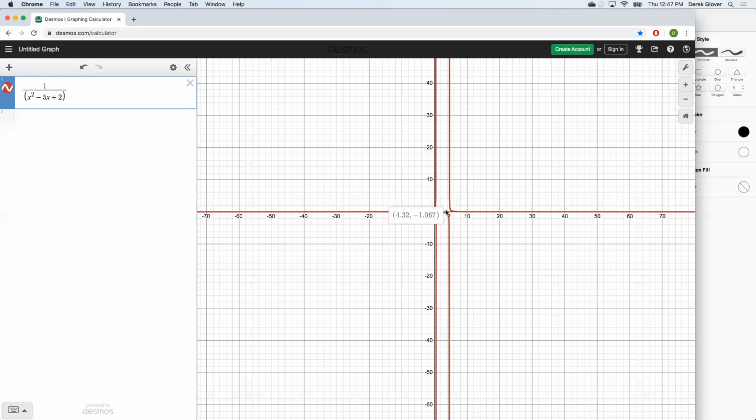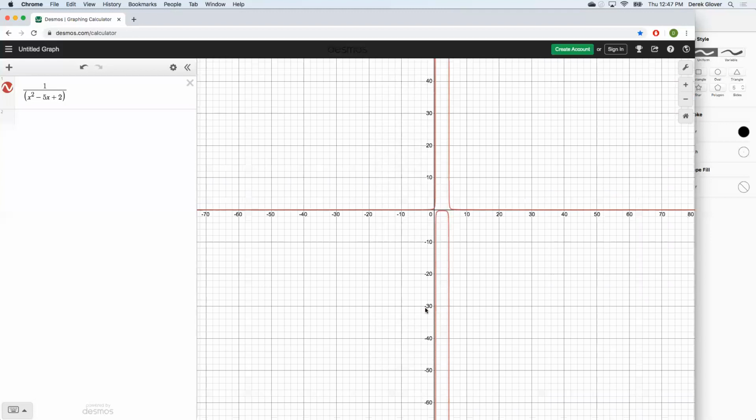We can zoom out, we can click down here, and yeah, x equals 0.43 roughly. And for our other one, 4.5, yeah, 4.5. So we'll use 0.43 and 4.5 as our vertical asymptotes. It also has a horizontal asymptote at y equals 0. So we've got some restrictions here.